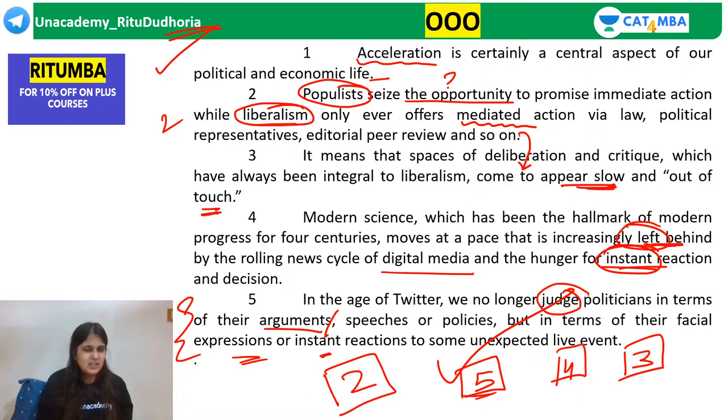Okay, but you're talking about decision. No, you're talking about decision. How did you link five, guys? One minute, dekho. Look into this. See, can I say... How did you link 5? Come on. 5 and 1 are linked to each other. Acceleration is certainly a central aspect of a political and economic life. Economic. What about economic then, Rohit? What about economic then?